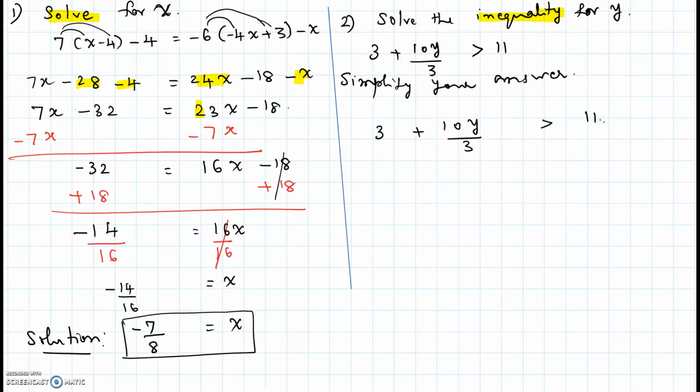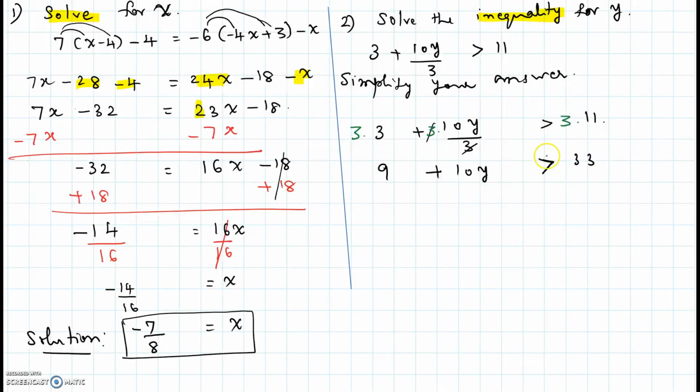In order to clear the fraction, we'll multiply all by 3. So times 3, times 3, times 3. So 3 and 3 get cancelled out. This is the way we clear the fraction. So it's 3 times 3, 9. Plus 10y is more than 3 times 11, that's 33.